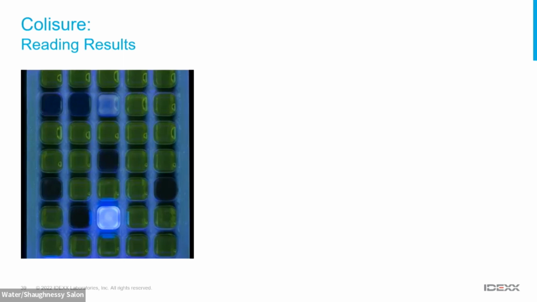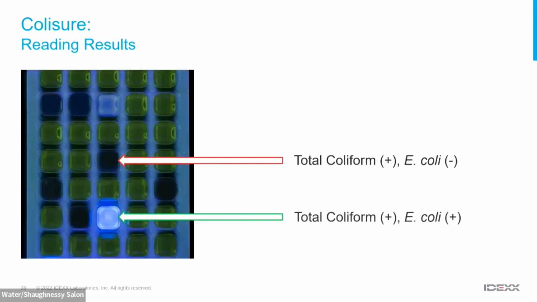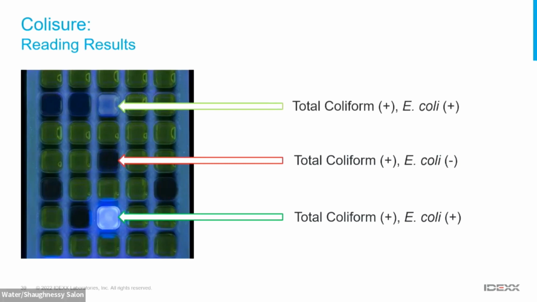The same thing for fluorescence: if you have no fluorescence, it's positive for coliform, negative for E. coli. Strong fluorescence, positive for E. coli. And then there's this one up here, which is a very dull fluorescence. That's still magenta and there's still some fluorescence. It's considered a positive for E. coli.